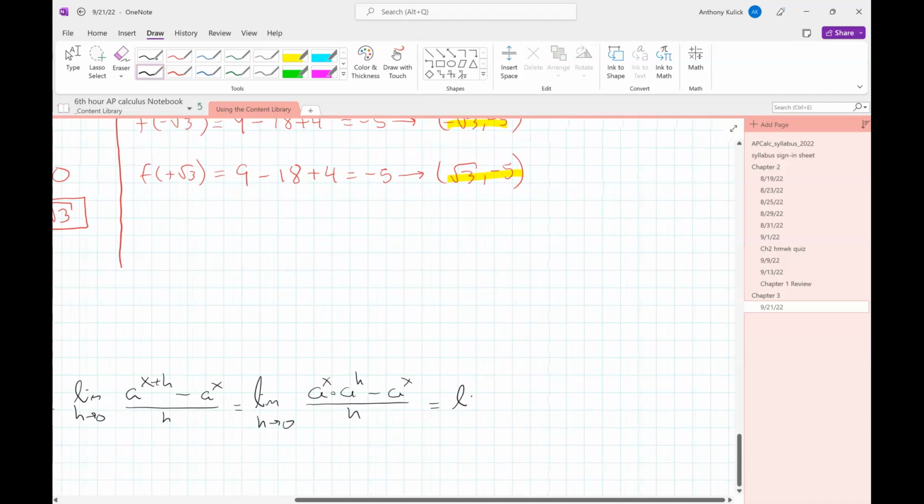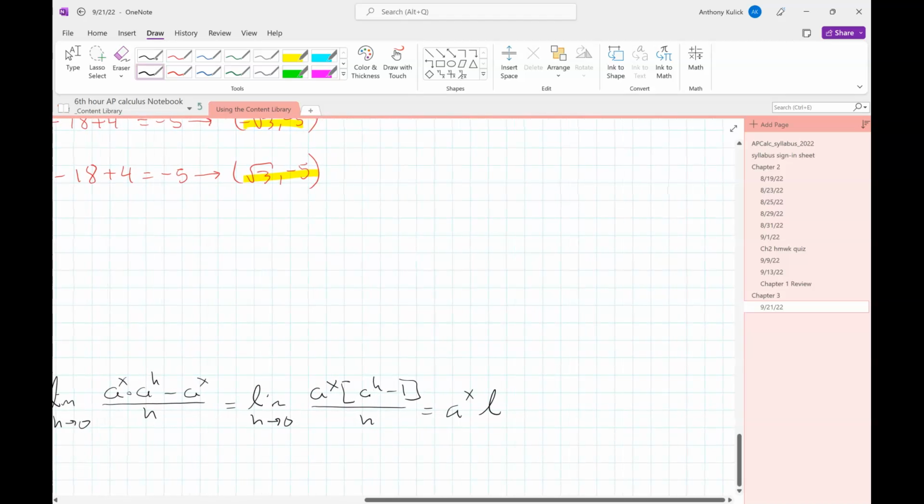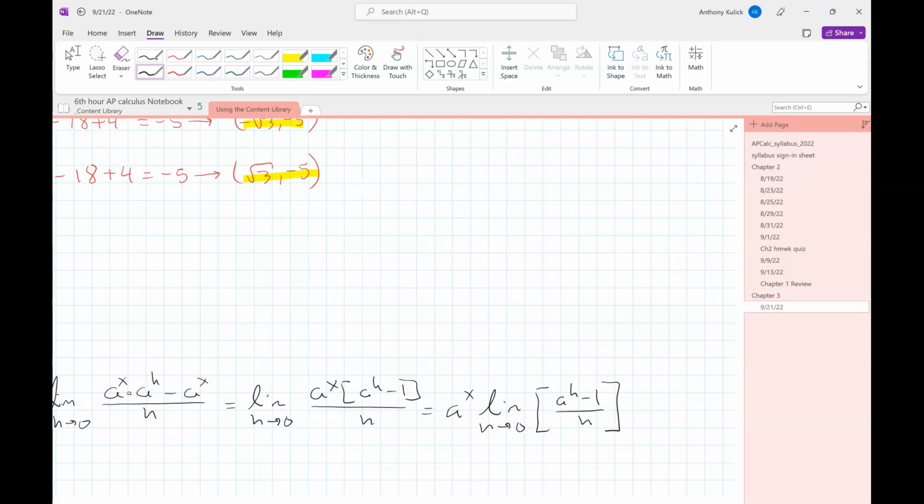Sure, Mr. Kulik. A to the x. And if you look at that, you see that factor of a to the x. That factor of a to the x doesn't contain any h's. So I can just pull that outside of my limit. Everybody doing okay so far?